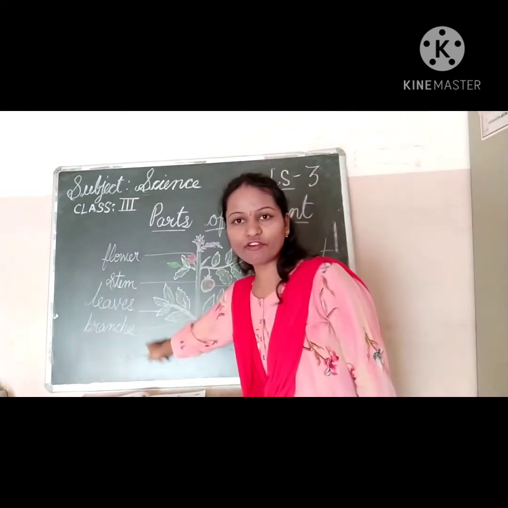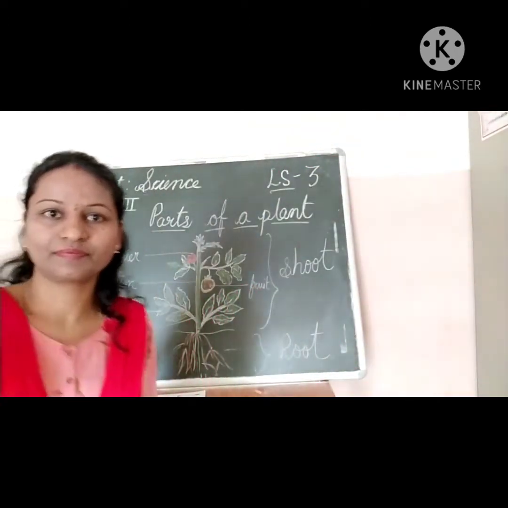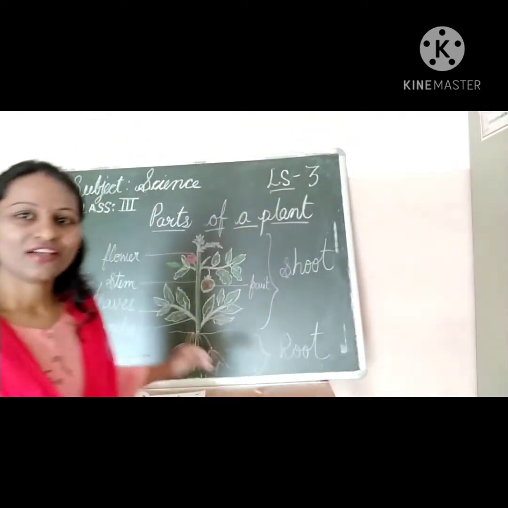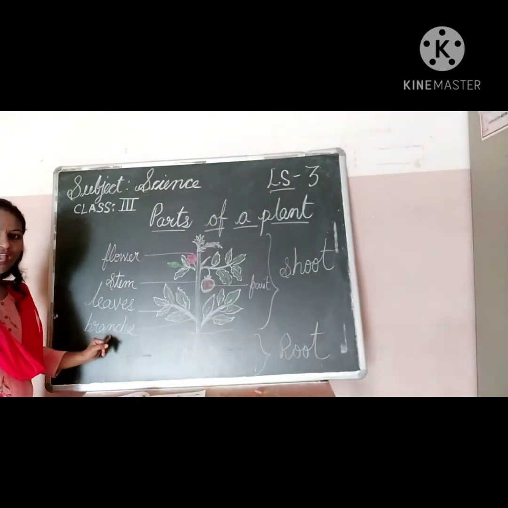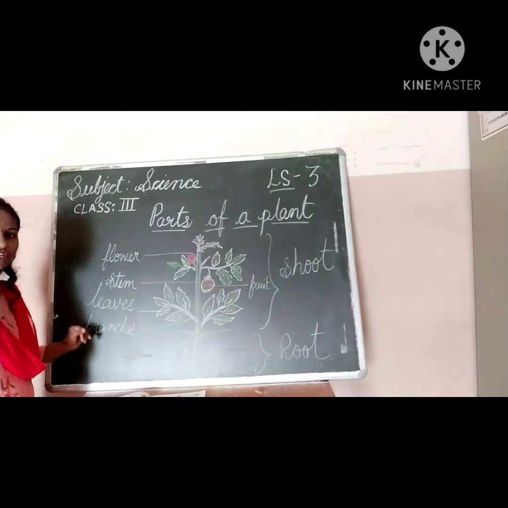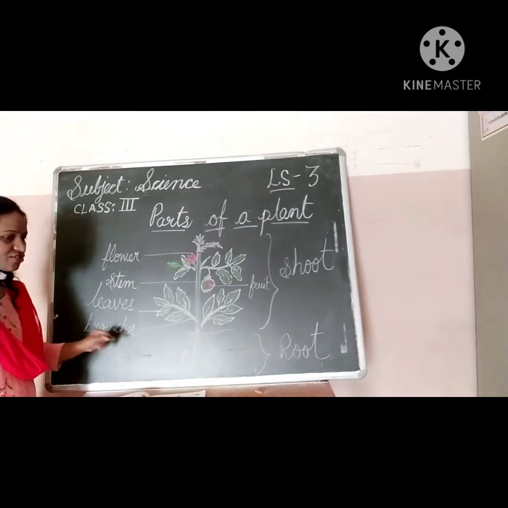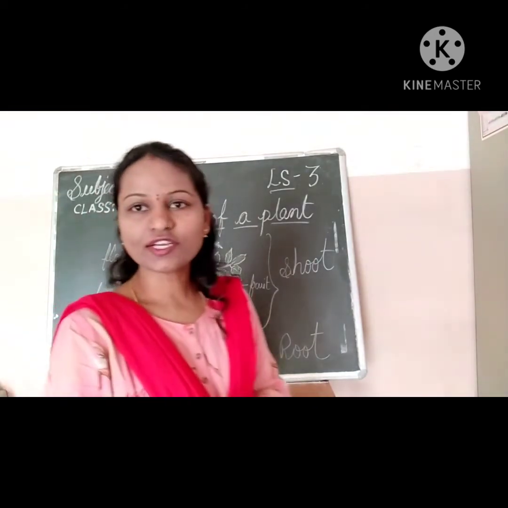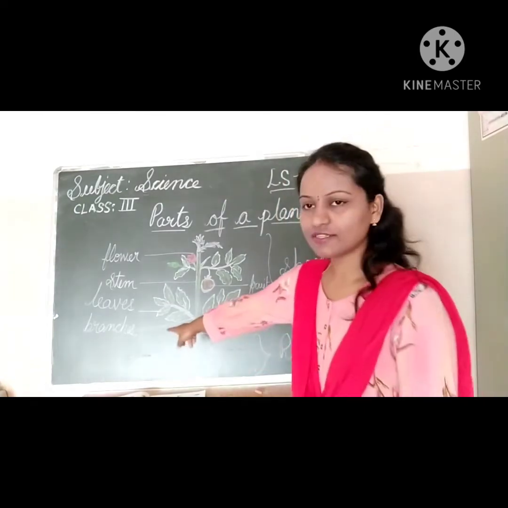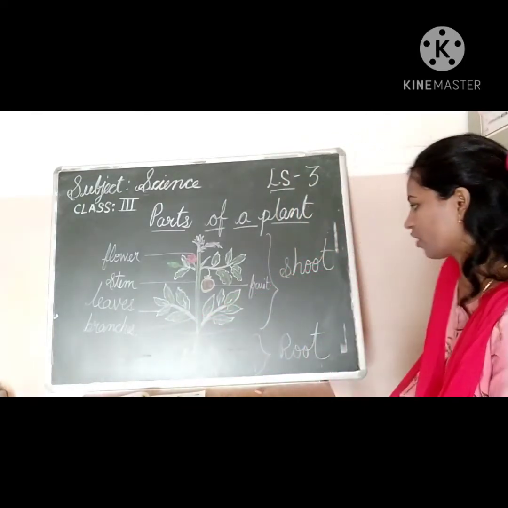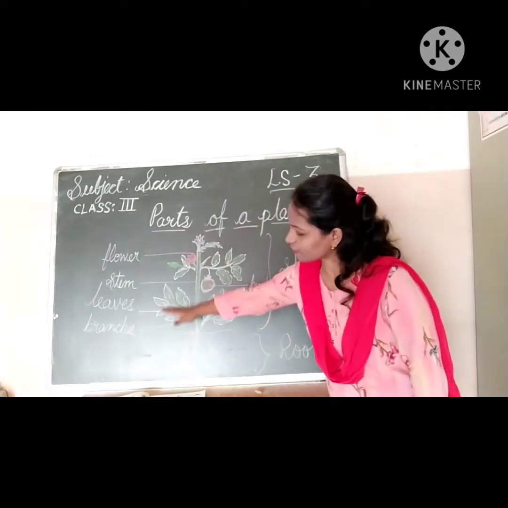Okay. What is the spelling of branches, children? B-R-A-N-C-H-E-S. Branches. Again, I am repeating it. B-R-A-N-C-H-E-S. Branches. Okay, children. So here, what is the spelling for branches? B-R-A-N-C-H-E-S. Branches.